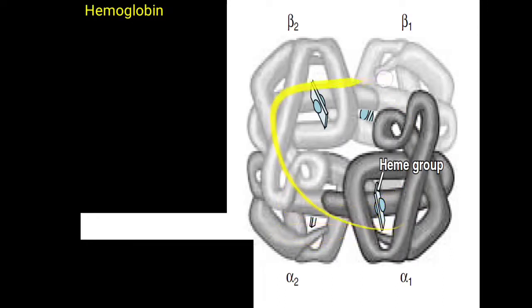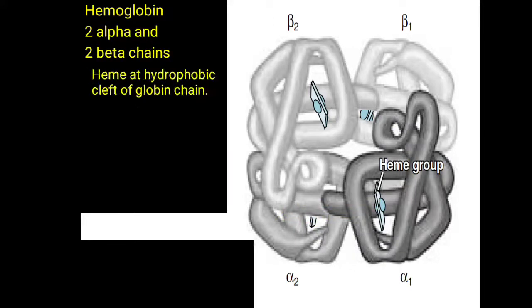So we will understand the structure in detail from this picture. 2 alpha chains and 2 beta chains make up the primary structure, meaning the number and sequence of amino acids: 141 in the alpha chain, 146 in the beta chain. The secondary structure contains alpha helical structure. Now the tertiary structure: in a hydrophobic cleft, particularly, the heme residue is present.